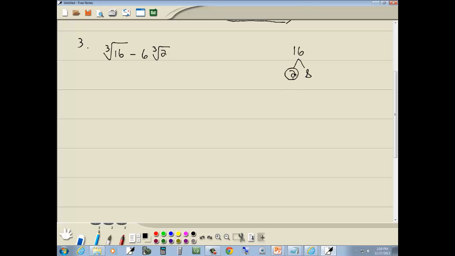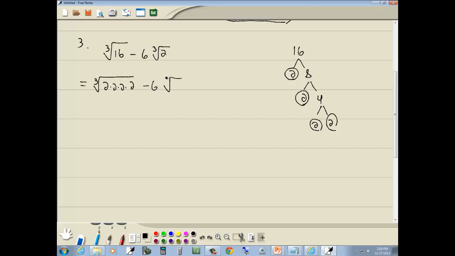2 is prime, so I circle it. Then I go to 8. It's divisible by 2 also. 2 times 4. 2 is prime, so we circle it. And 4 is 2 times 2, and those are prime, so I circle them. So 16 is four 2's.